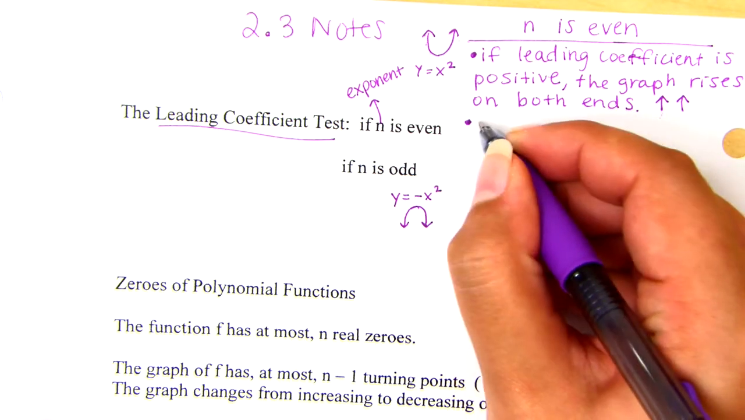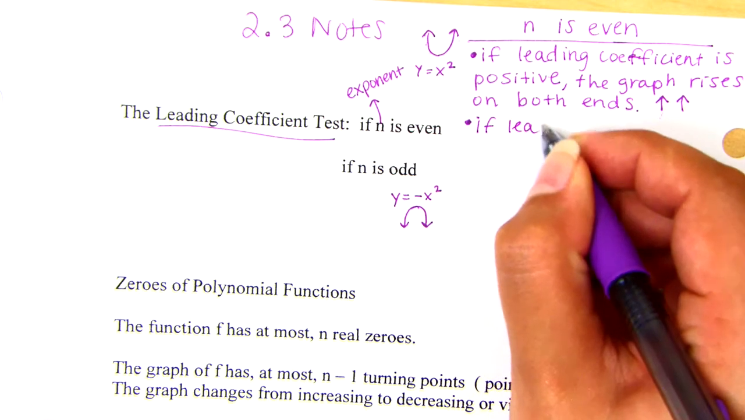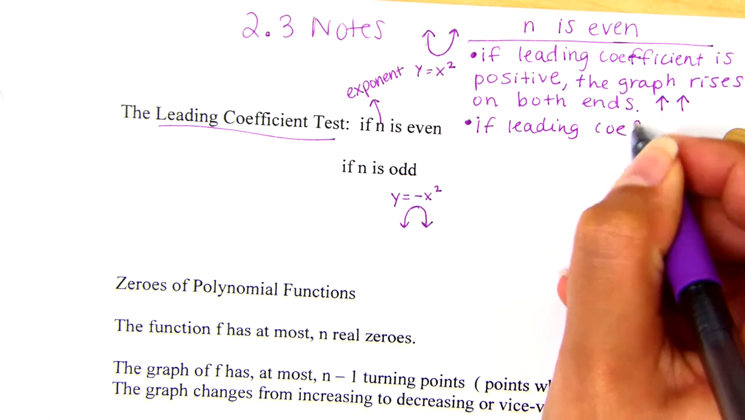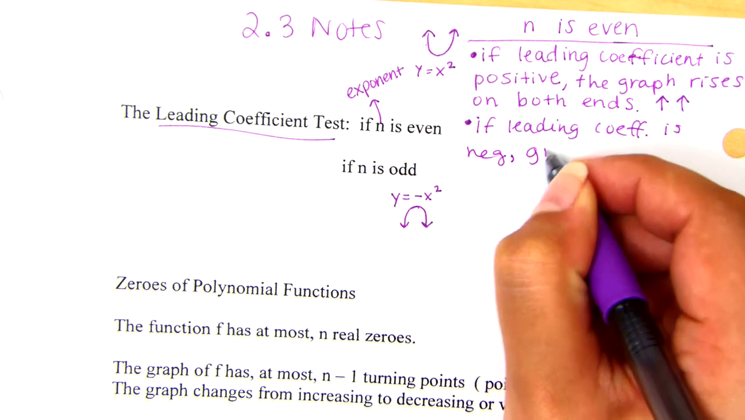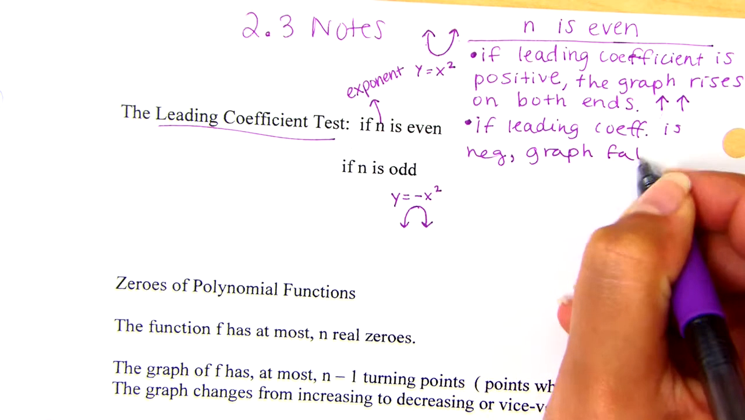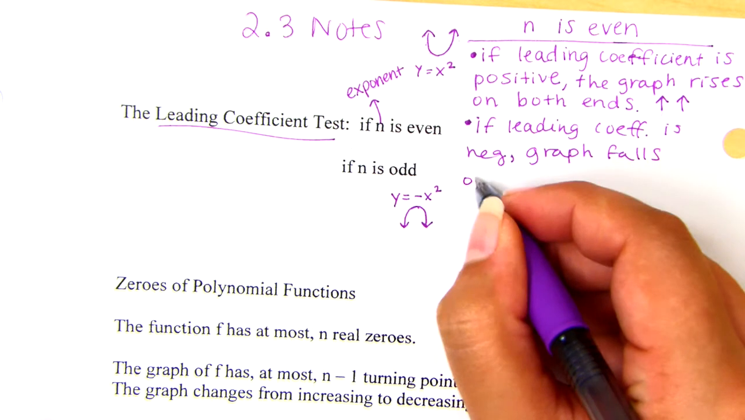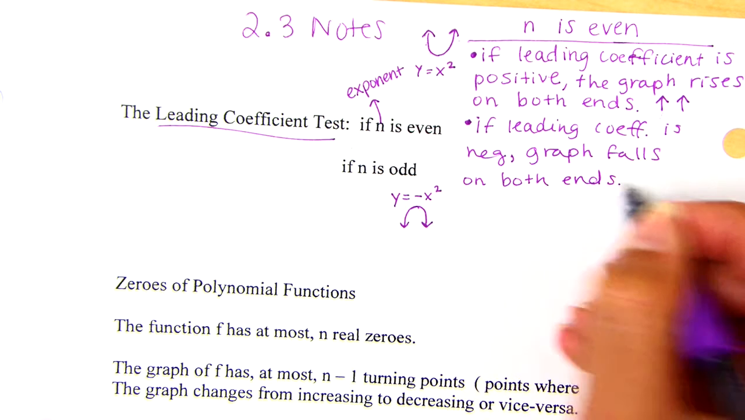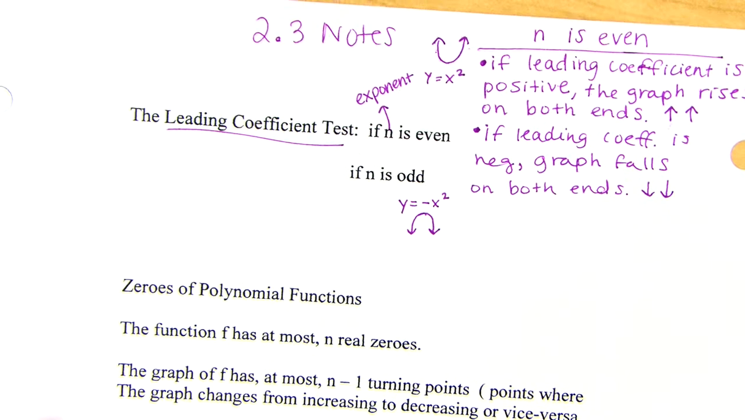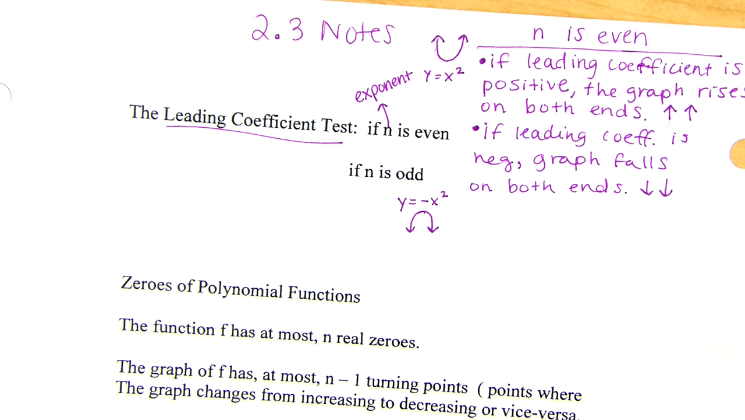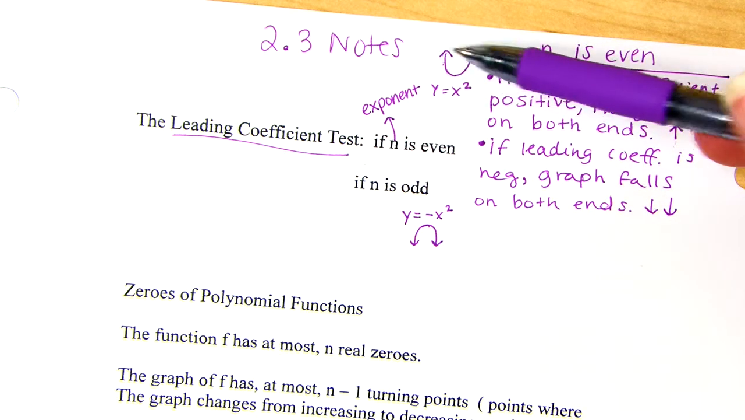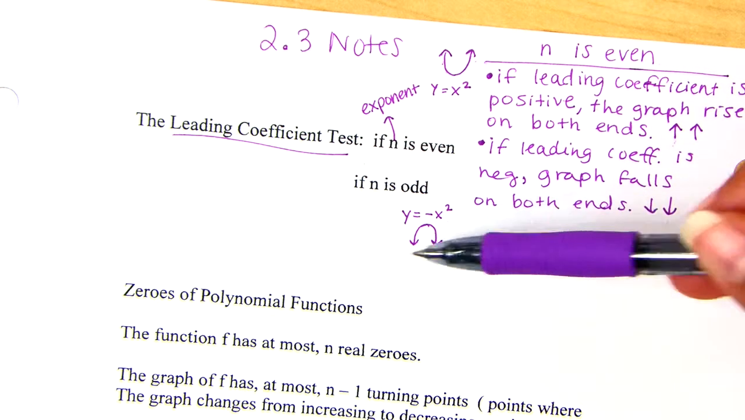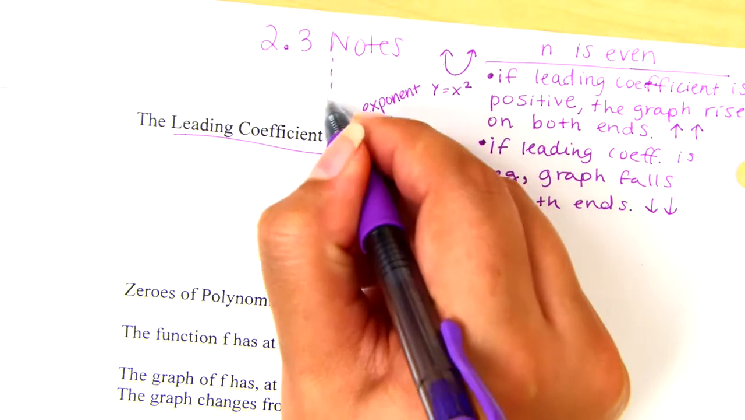So as an example for this one, if the leading coefficient is negative, the graph falls on both ends. To note that, we'll just have downward arrows. On the left and the right hand side of my graph, I'm going to see down and down. I always think about a parabola: if positive, x squared opens up, so up and up on the ends; negative, down and down. Any questions yet?